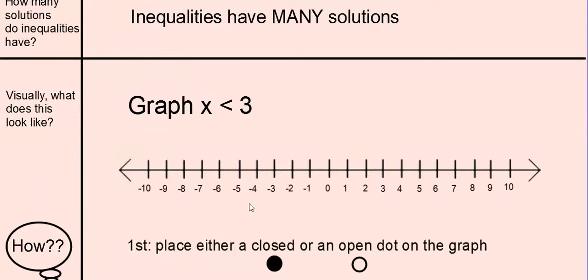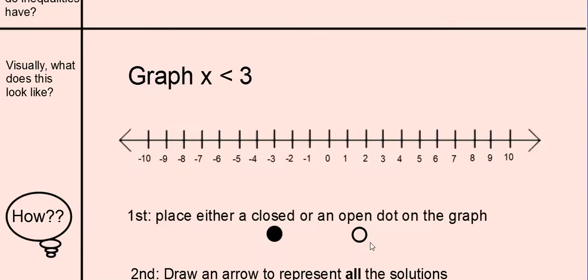All the numbers are smaller than 3. So here we're not going to include 3, so we're going to be using an open dot. When it's just a less than or a greater than symbol, use an open dot. If it had the equals part, you'd use a closed dot.